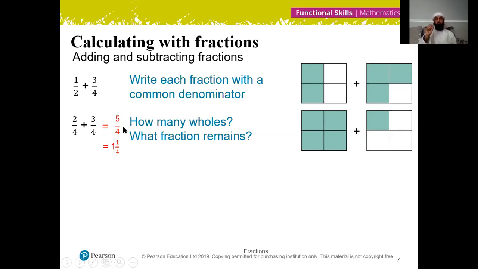If I'm going too fast, pause, go slowly, go back, carry on, one at a time. So here we are, 5/4. Now 5/4, this is what we call an improper fraction.